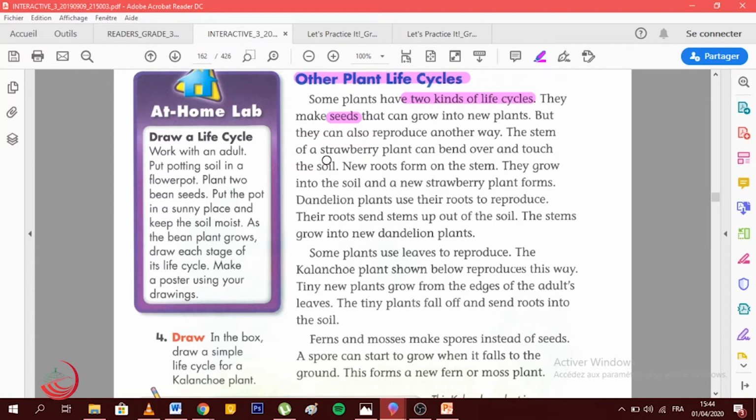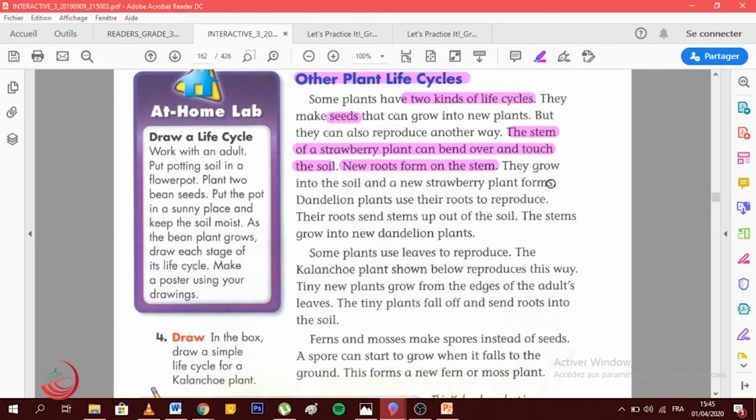The stem of a strawberry plant can bend over and touch the soil. Wow. So here, the strawberry plant does not only reproduce through the seeds, which it can, but it also reproduces through the stem. Okay. How? New roots form on the stem. They grow into the soil and a new strawberry plant forms.